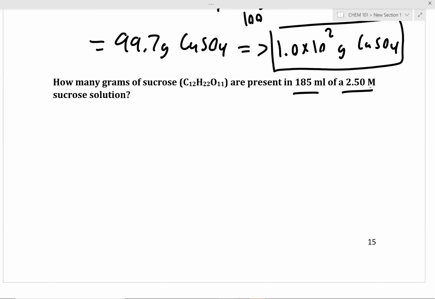The molarity is mole per liter. You need to convert your mole into liters. Does that make sense? Good. Everything going on? Any questions?